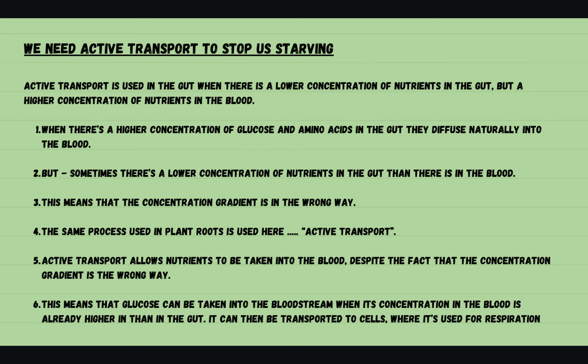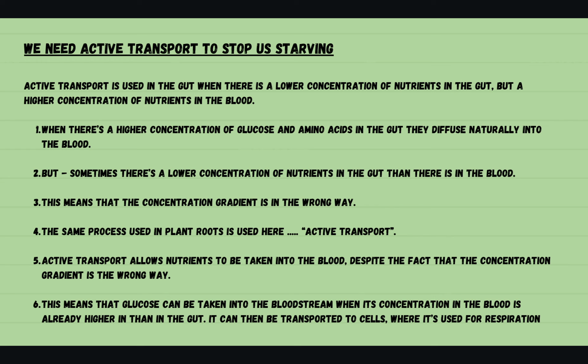When there's a high concentration of glucose and amino acids in the gut, they diffuse naturally into the blood. But sometimes there's a lower concentration of nutrients in the gut than there is in the blood, and this means that the concentration gradient is in the wrong way. The same process used in plants is used here, known as active transport.